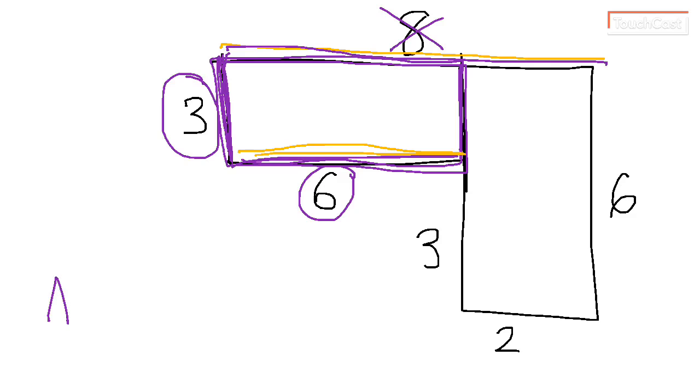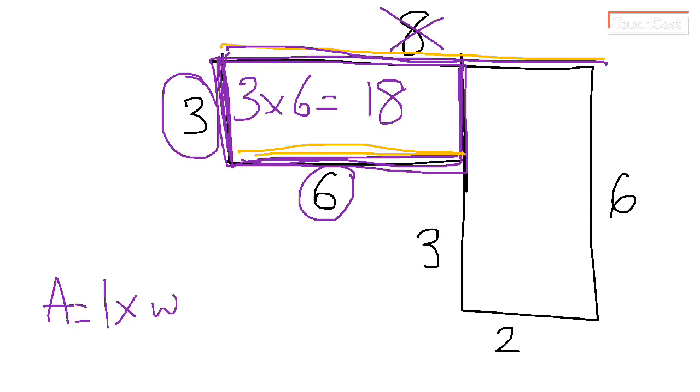Alright, so if we know that area equals length times width, give me the equation for this rectangle. Yep, 3 times 6. And if you skip count by 3, 3, 6, 9, 12, 15, 18, or by 6s, 6, 12, 18, you know that the area is 18.